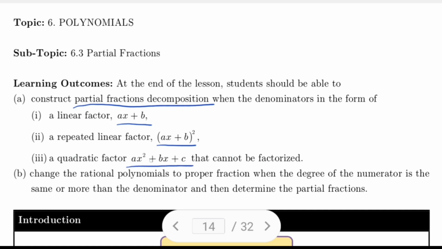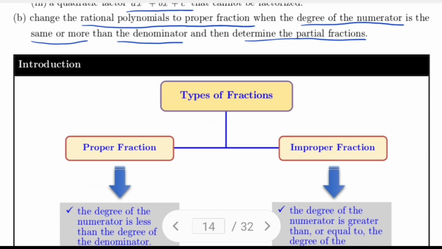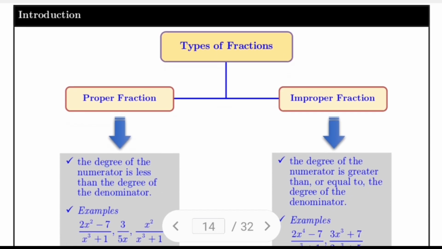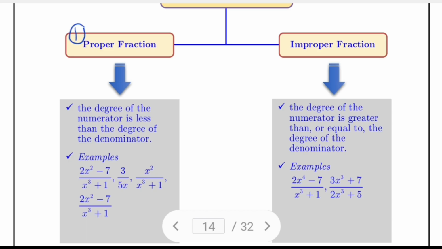be factorized. Next, we have to change rational polynomials to proper fractions when the degree of the numerator is the same or more than the denominator, and then determine the partial fractions. So if you look at the diagram, we have two types of fractions. The first one is proper fraction, and the second one is improper fraction.